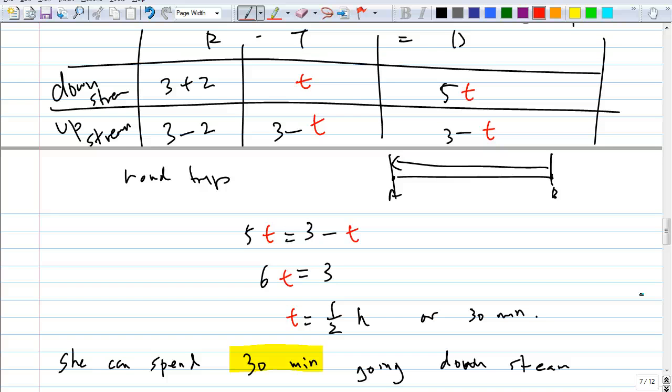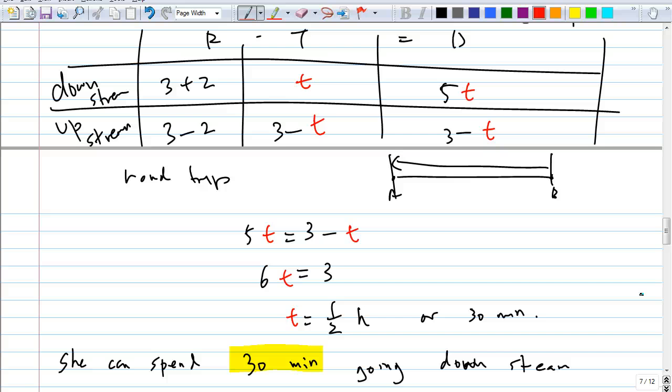So is that what they asked for? It says, what is the speed of the boat? Oh, that's not it. How far down? Oh, see, if you did this, you'd be wrong. You don't just write 30 minutes, because what do they ask? How far down can she travel? So they don't ask for the time, but of course we need the time to figure it out. They're asking for the distance. How do you find the distance, guys?